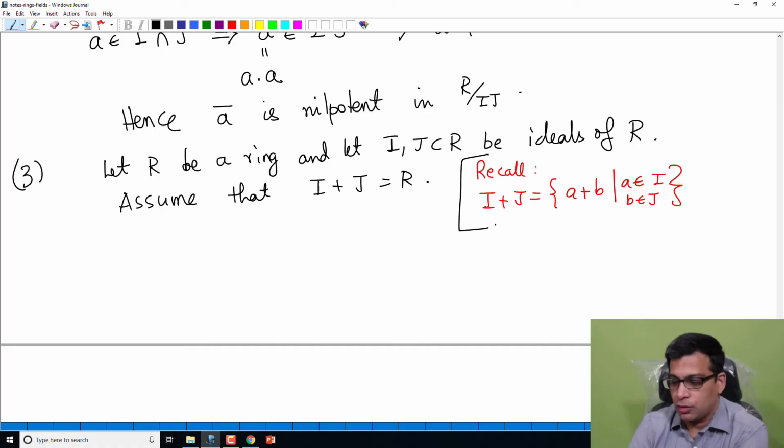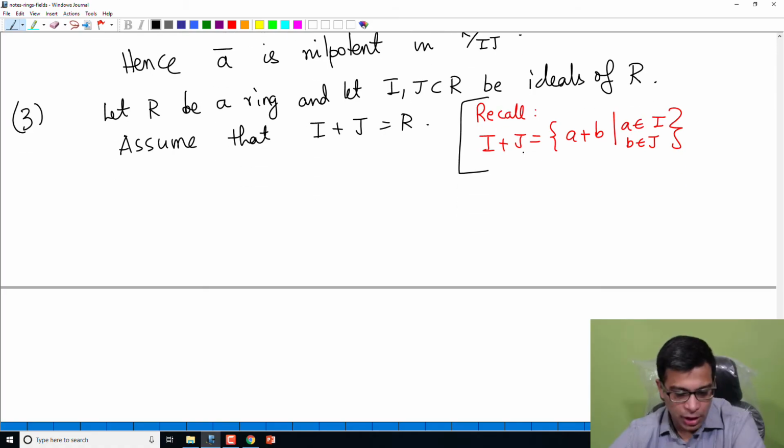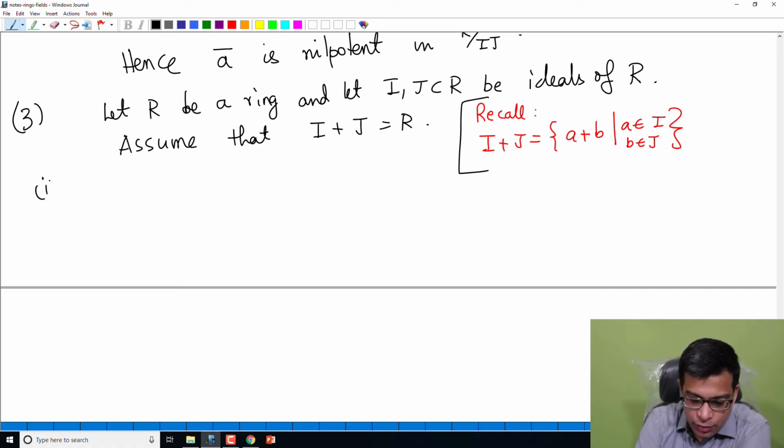Okay. So now I'm telling you that that is equal to R. That's not in general true, but in this problem I am assuming that I and J have this property that I plus J is equal to R. I need to now prove the following statement. So there are two parts to this problem. We'll first state 1 and solve it, and then we'll state 2 and then solve 2.